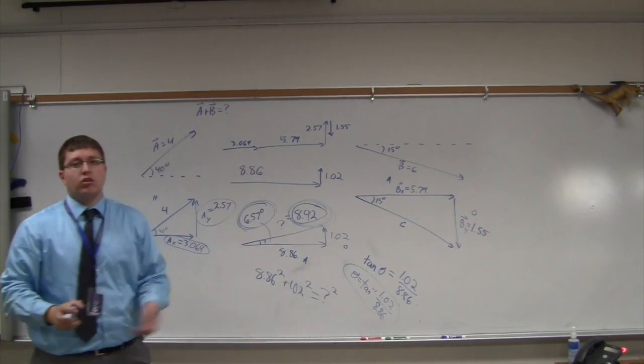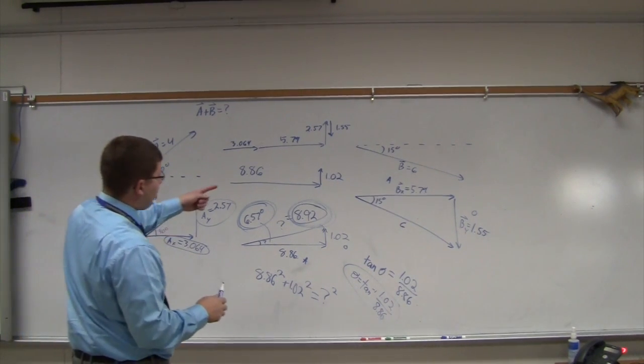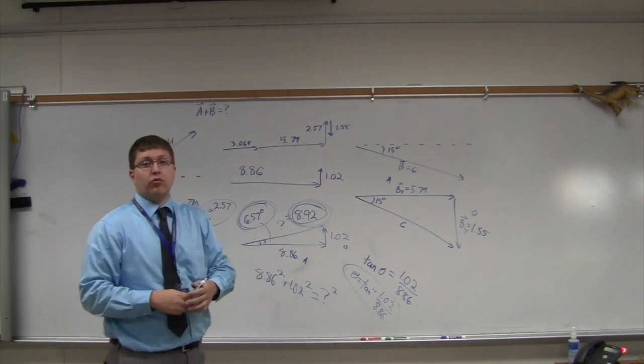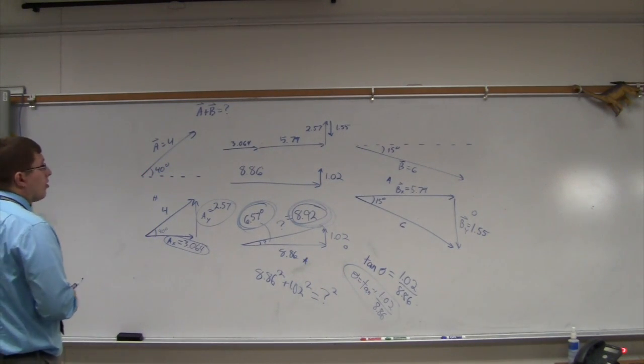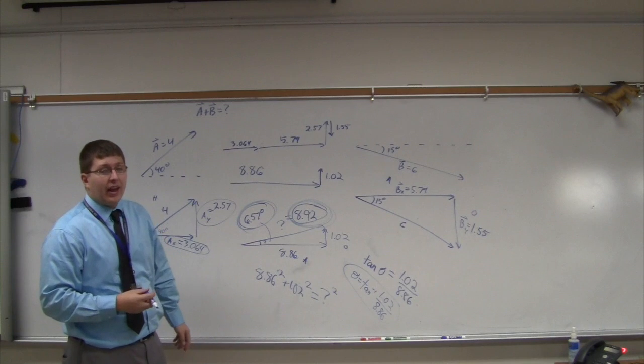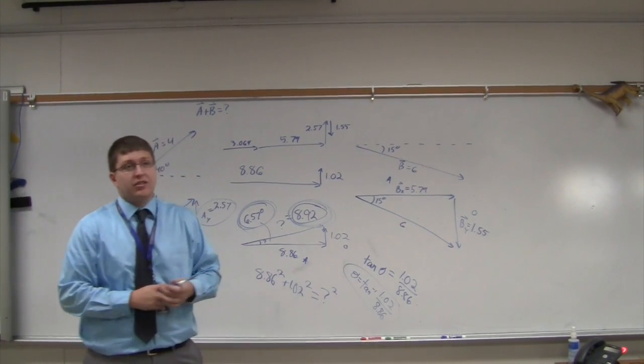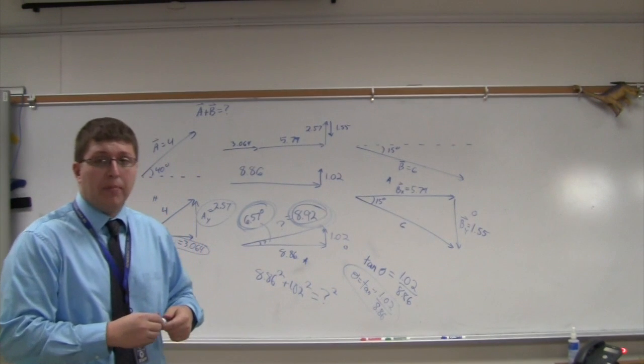And so right there, circled nice and big, after all that work, you have the magnitude and direction of your resultant vector. So the sum of A and B, after all of this, is 8.92 units in magnitude and 6.57 degrees above horizontal.